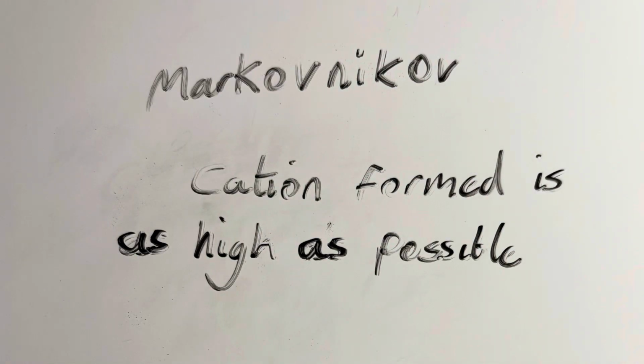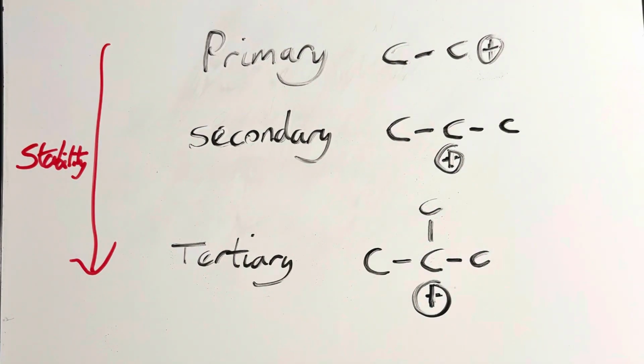Determining the carbocation formed is down to something called the Markovnikov principle, which says that the carbocation formed is as high a priority as it can be. When your cation is attached to one carbon, we call that a primary. When it's attached to two, we call it secondary. When it's attached to three, we call it tertiary. And stability increases going down this list.